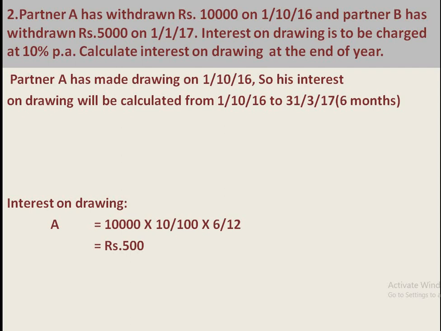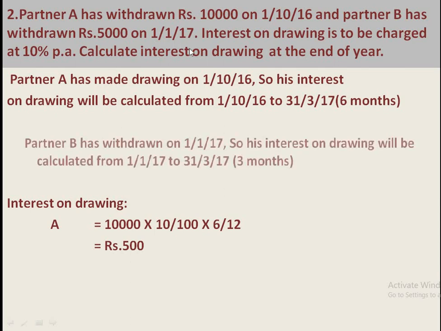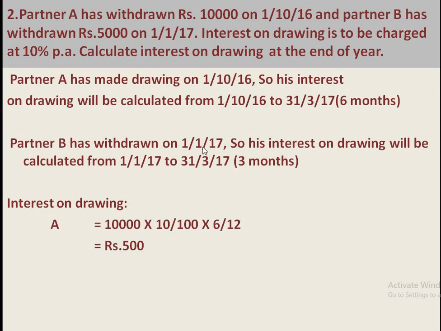Now, what about partner B? Check it in the question. Partner B has drawn rupees 5,000, but he made this drawing on a very specific date, 1/1/17. So partner B has withdrawn on 1/1/17. So his interest on drawing we will calculate from 1/1/17 up to 31st March 17, which is exactly 3 months, January, February, and March.